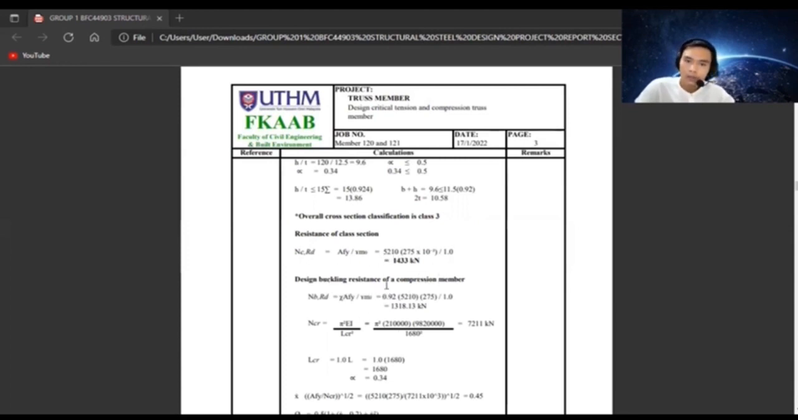And then we design for the buckling resistance of the compression member, NbRd, and we got the value of 1318.13 kilonewton.